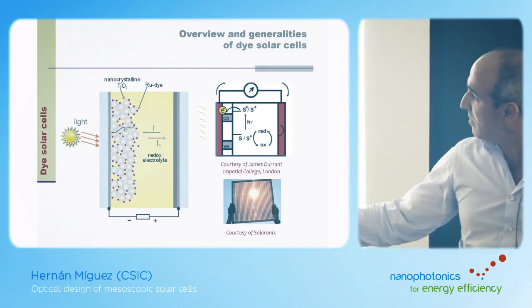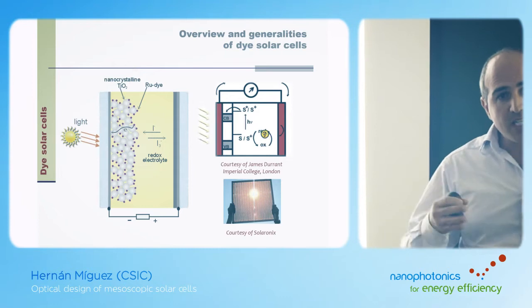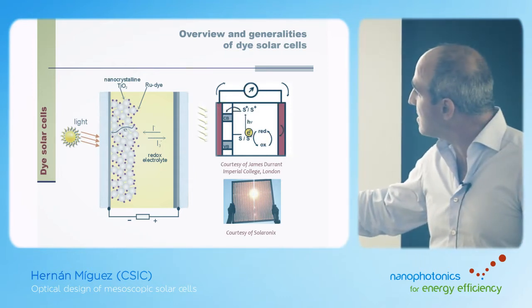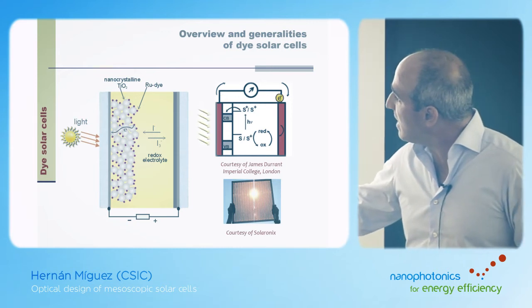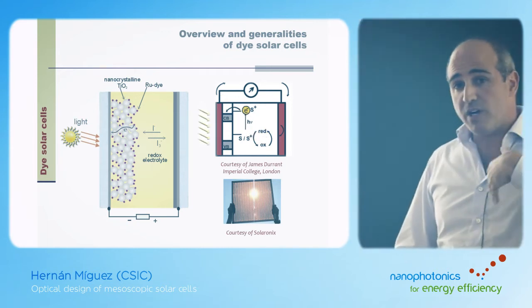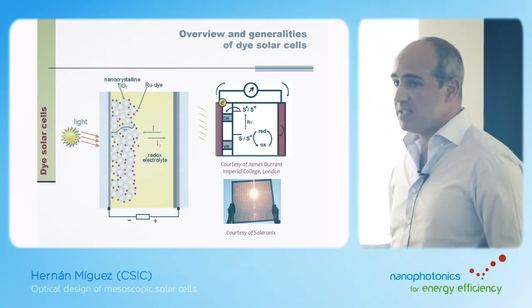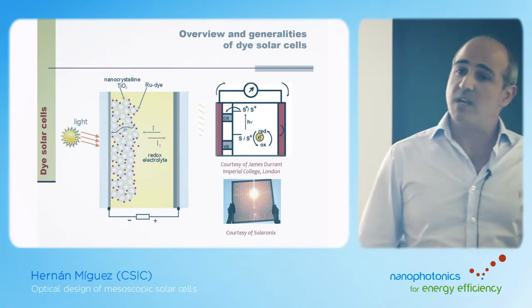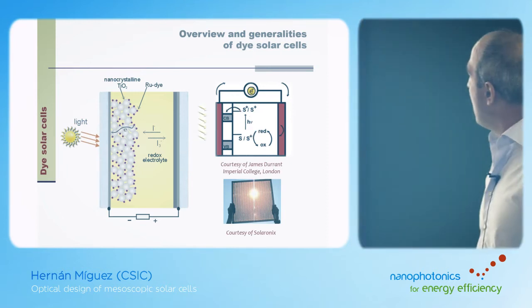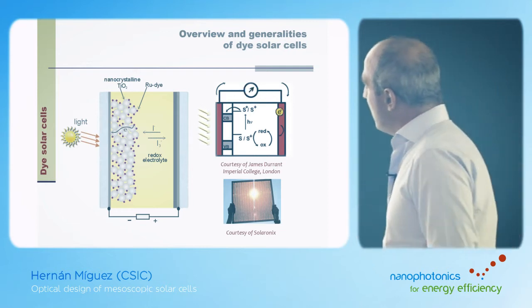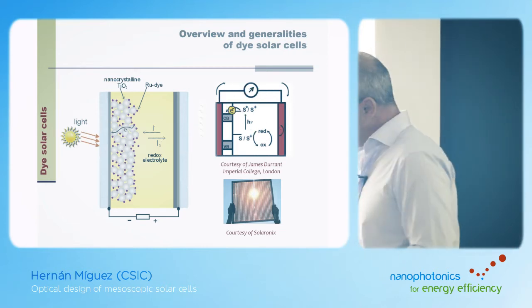So all this film is porous, so the electrolyte can get everywhere. The electrolyte has the mission of taking charges here and transporting them to the dye so the dye can be recovered. So there's a regeneration of the dye thanks to this flow of electrolyte in the system. The electrolyte can be solid state, can be liquid state, right? And this is basically the path of charges when sunlight gets into the cell.